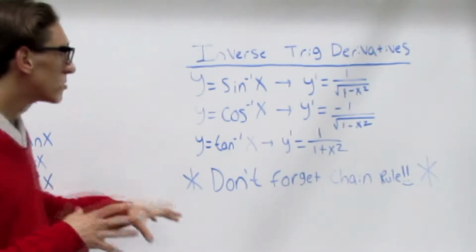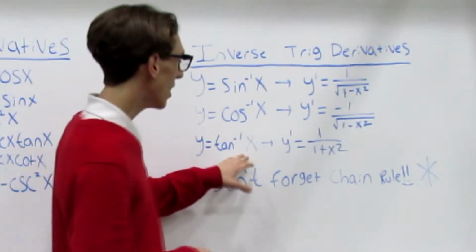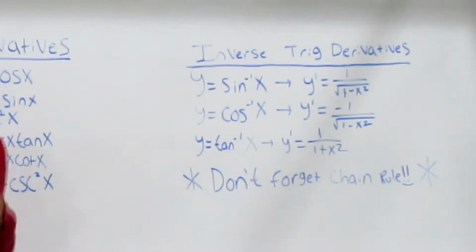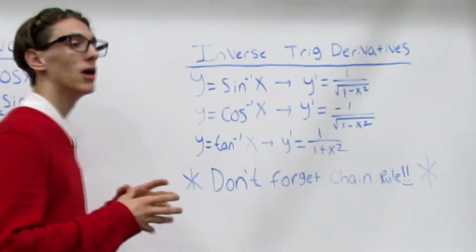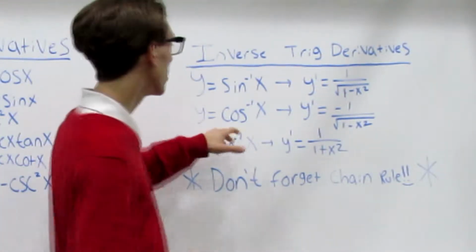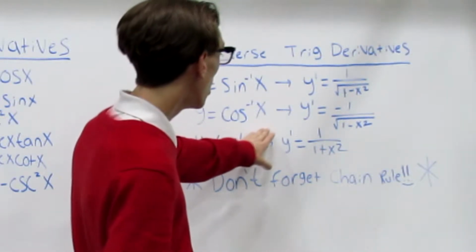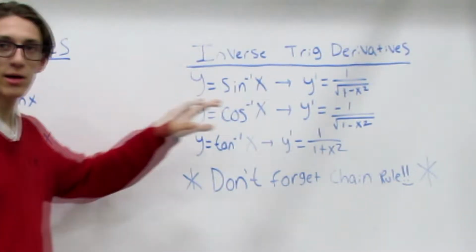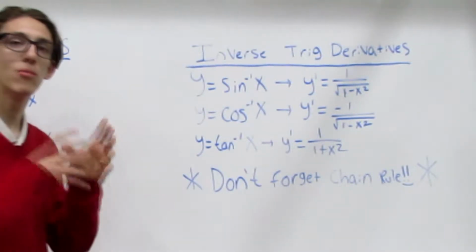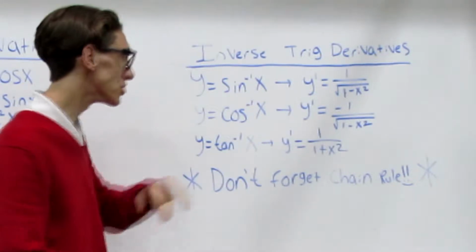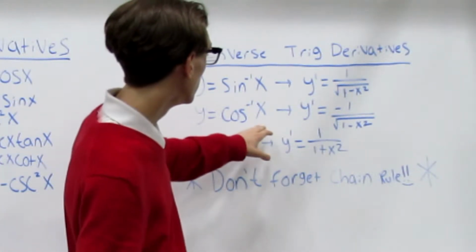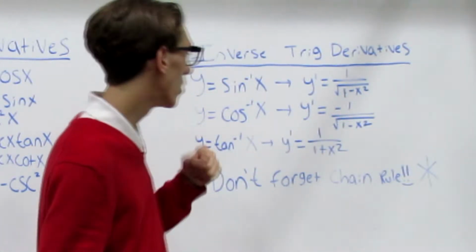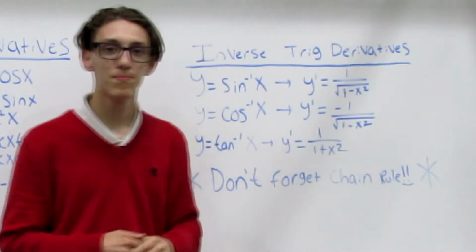When you're doing these, don't forget to do chain rule. If you have a different powered exponent or x inside, don't forget to multiply by that like it was another function. Let's say it was cosine inverse of 3x squared. Make sure that you bring out that 3x squared and take the derivative of it and multiply it into the original equation. So you would end up with negative 6x over 1 minus x squared.